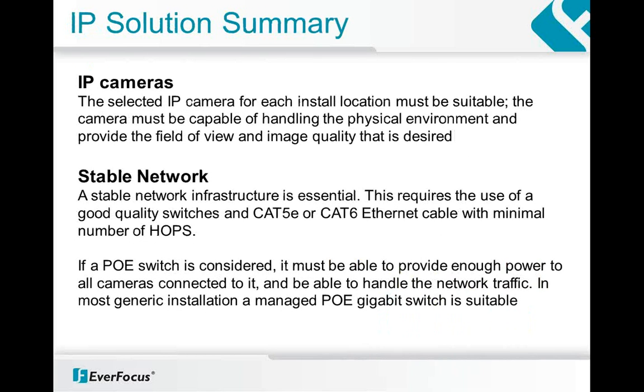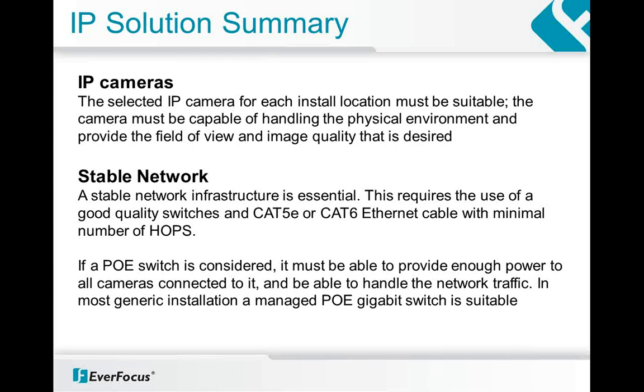So, IP solution summary. We're just going to summarize what we talked about here. In the IP cameras, the selected IP cameras for each install location must be suitable. The camera must be capable of handling physical environments and provide the field of view and the image quality that is desired. A stable network is also important. A stable network infrastructure is essential.